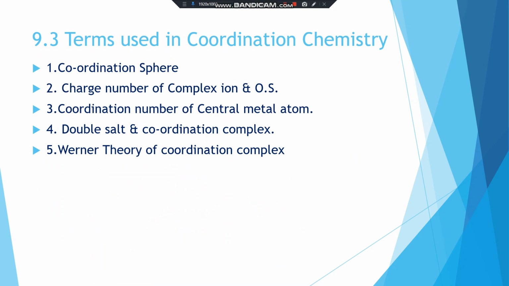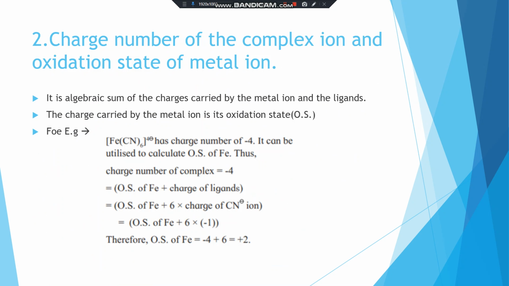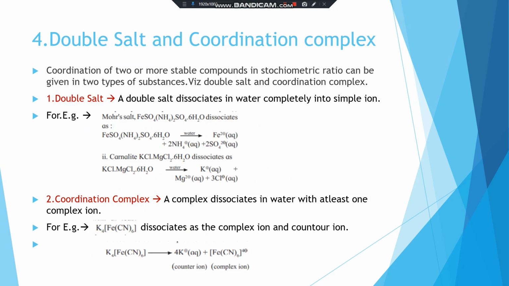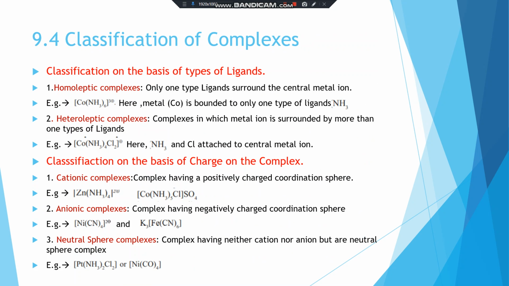These are the 5 terms which are used in coordination chemistry: coordination sphere, charge number of the complex ion and oxidation state of the metal, coordination number of the central metal, double salt and coordination complex, and Werner's theory of complexes. The next one is classification of the complexes.